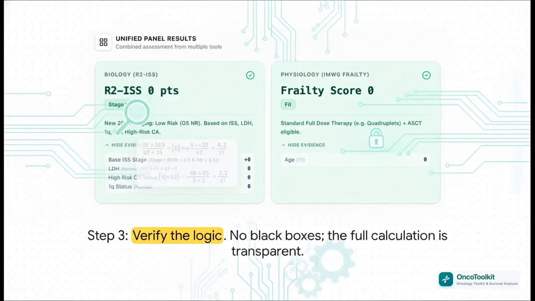Now, step 3, and this part is absolutely critical: transparency. We don't believe in black boxes. You can see this link here. Clicking it reveals the full point-by-point calculation, showing you precisely how each final score was derived. You can trust the result because you can instantly verify the logic.